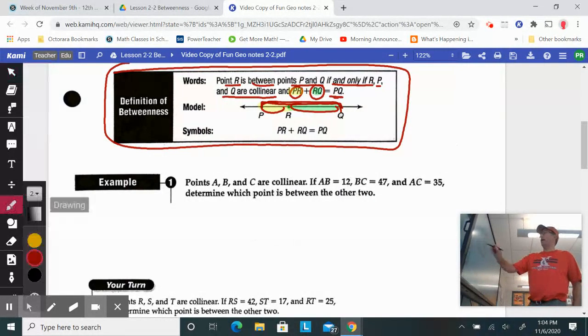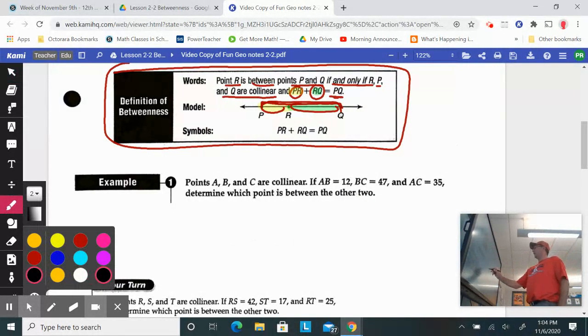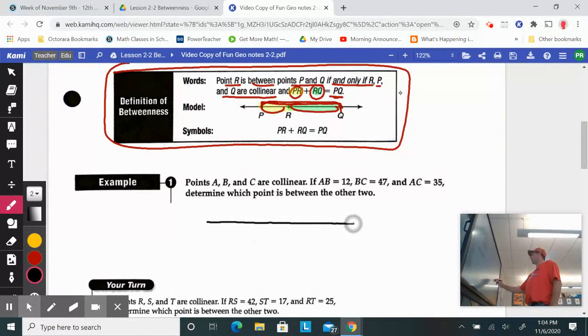I'm going to start by, let me just grab my black marker here. So I have this line, and I know that from A to B is 12. That's a 12 distance. That's what it says right there. Then it says from B to C is 47. Well, could I put C here? Because from B to C would be 47. Well, this distance is less than 12, so it can't be there.